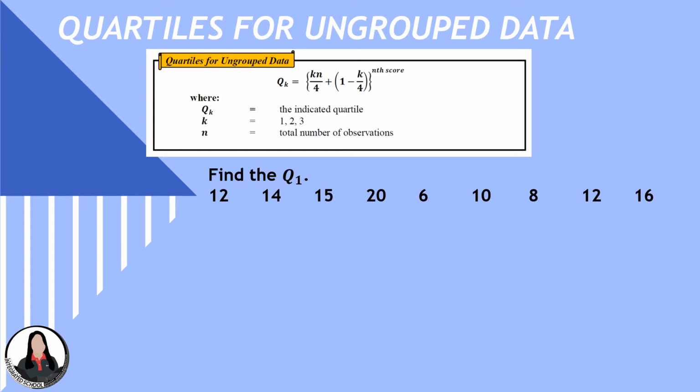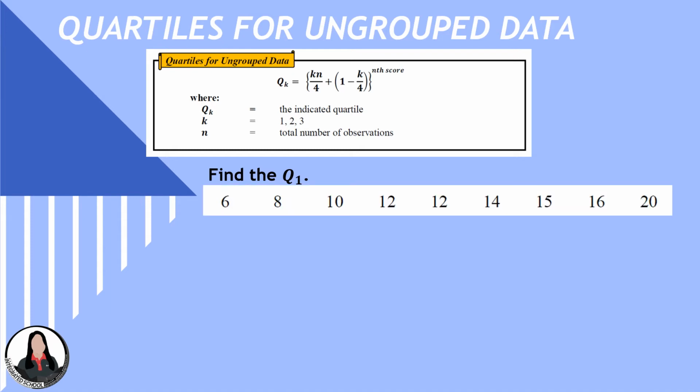Okay, so let us use this formula sa ating given example below. We are asked to find Q sub 1 of this specific set of data. However, kung mapapansin nyo yung data natin, wala siyang specific order. So always remember na ang unang step when we are asked to find the measures of position is to rearrange the data in ascending order. So ibig sabihin from least to greatest siya. Okay? So this will become 6, 8, 10, 12, 12, 14, 15, 16, and 20.